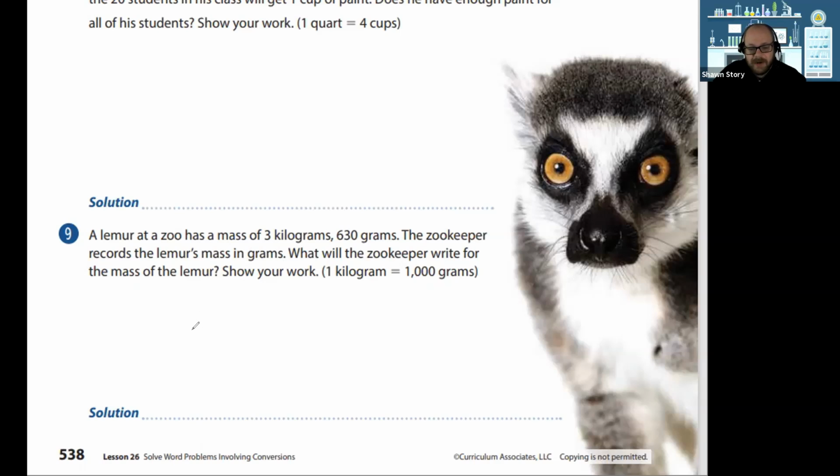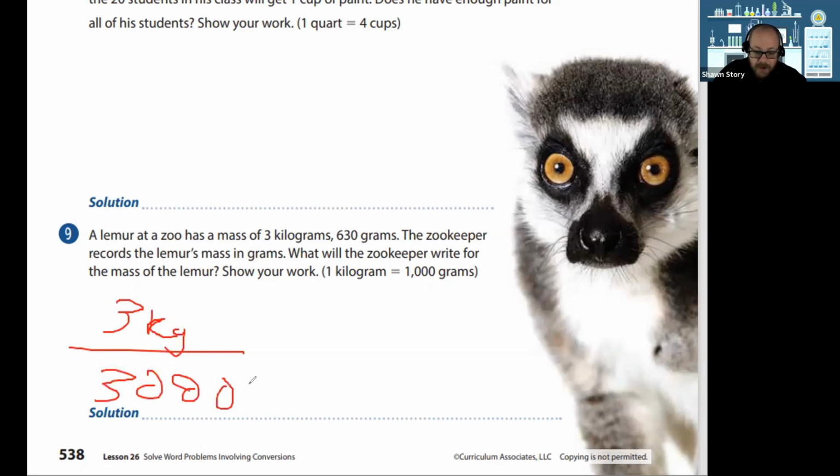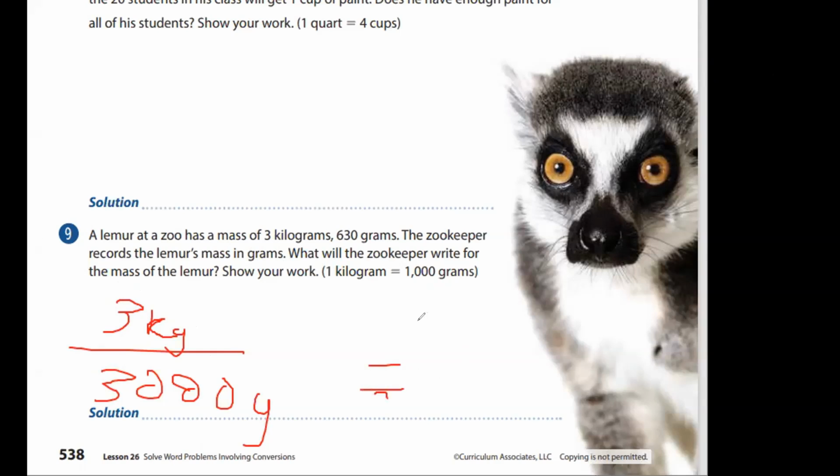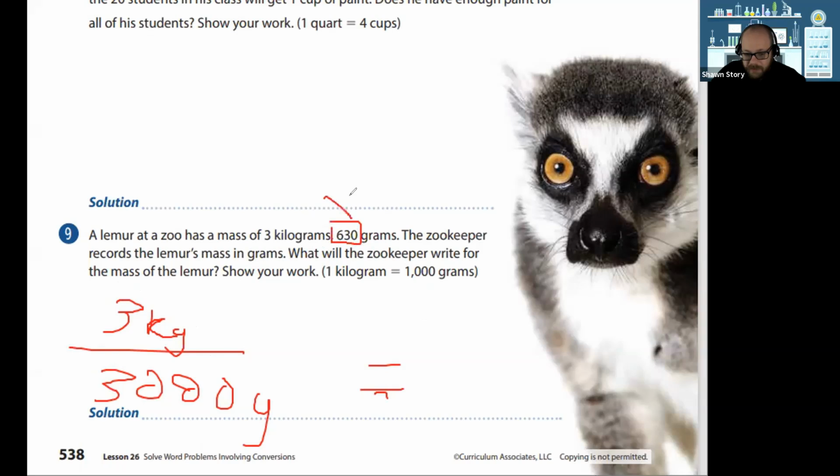We should now, this should be super simple. What do we got? How many grams is that? So 3 kilograms is going to be 3,000 grams. So how many grams is the lemur? So we have 3,000 and we have 630. 3,630 grams. We got it.